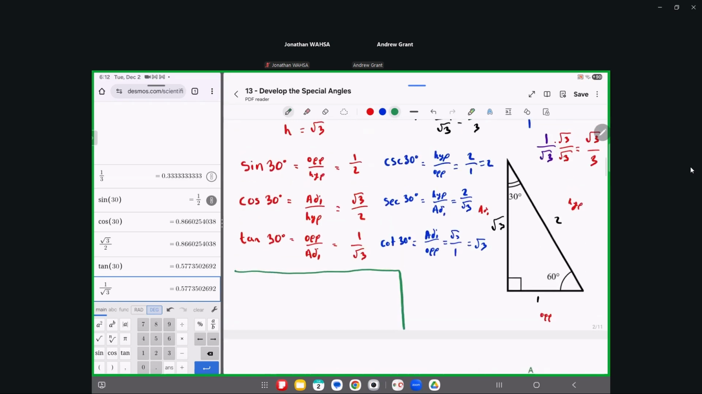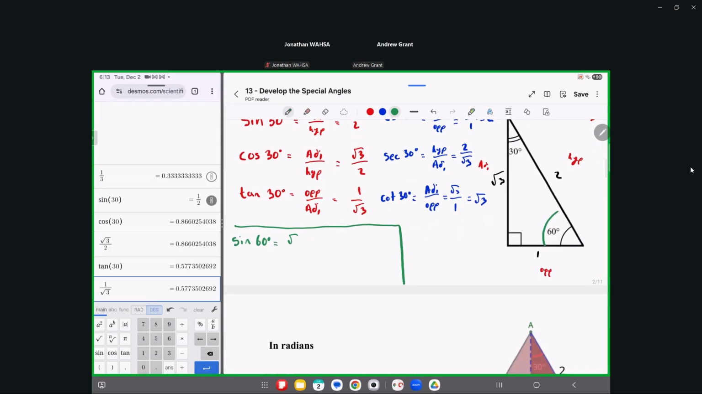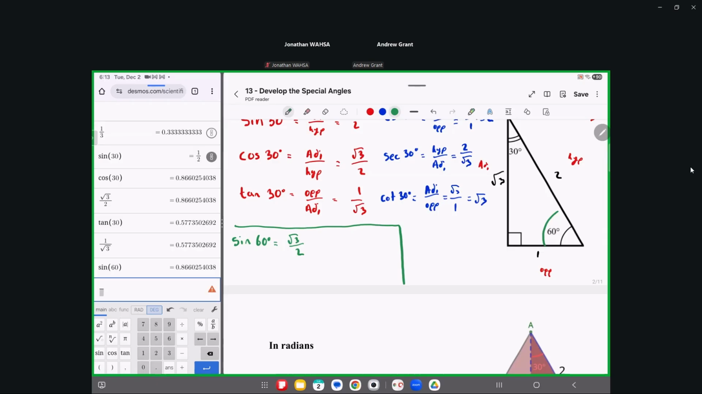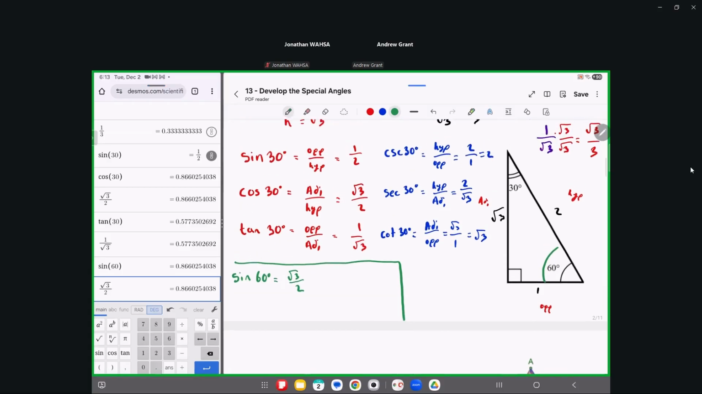We could answer questions like, what is the sine of 60 degrees? Well, based on the 60 degrees, the root 3 over 2 would be the opposite, and the 2 would be the hypotenuse. So this would be equal to the square root of 3 over 2. And if I type in sine of 60, we end up getting that 0.866 number, which is equivalent to the square root of 3 over 2. And so we can develop these special angles in degrees. And this is what we call the 30, 60, 90 triangle.